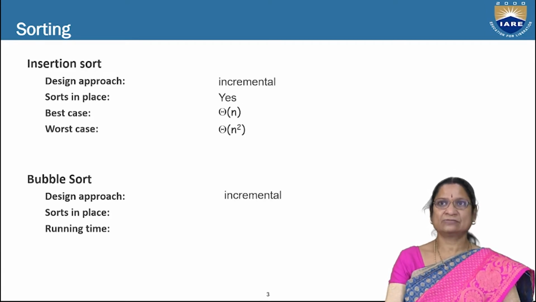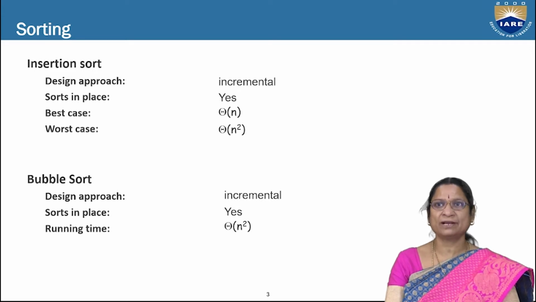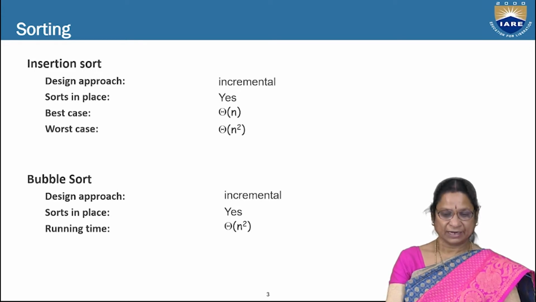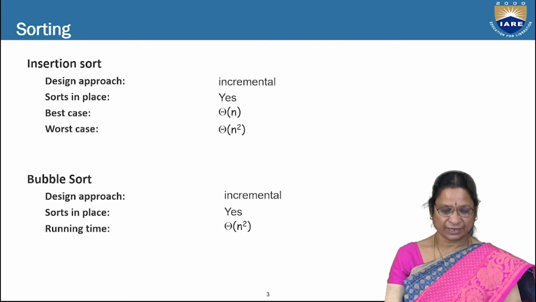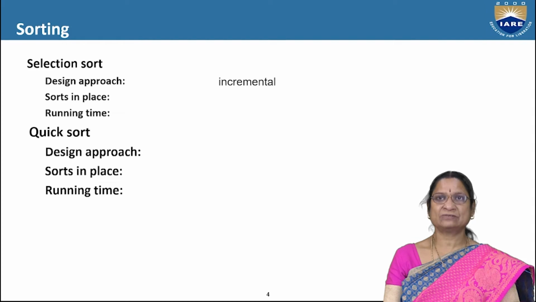Similarly, bubble sort is also based on the incremental method, and the sorting takes place in place, that is, no additional memory is required. But the running time is order of n square. Selection sort's design approach is also incremental, in-place sorting, and the running time is also order of n square.